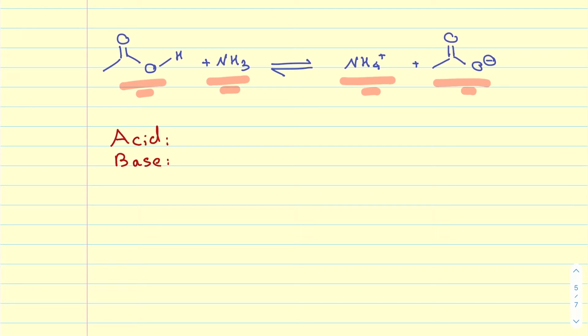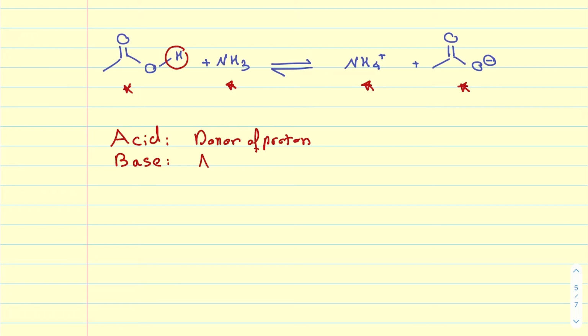Alright, so let's begin our discussion by discussing a typical acid-base reaction. Here we have acetic acid reacting with ammonia to give us ammonium acetate. An acid-base reaction is a reaction in which a proton is being transferred from one species to another. This proton is going from acetic acid to ammonia to give us NH4 plus and OAc minus, which is this thing. Our acid is the donor of the proton.